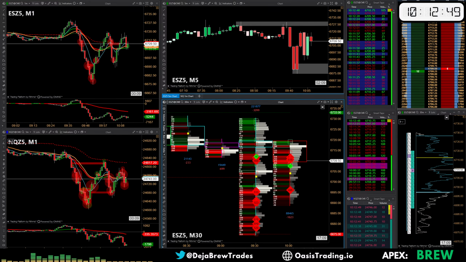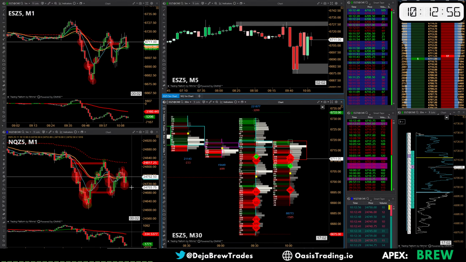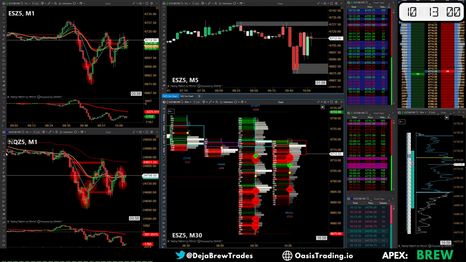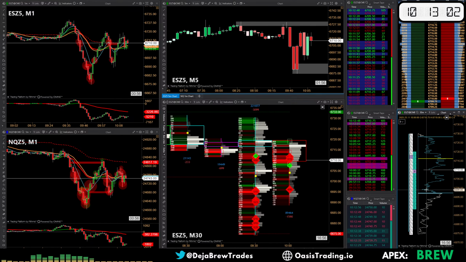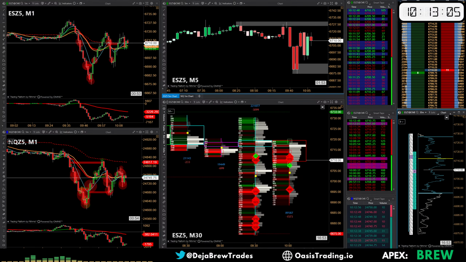Look at the block trades on NASDAQ. You can almost not even see the candles. There's so many block trades. Somebody is either building or unloading a massive position today.